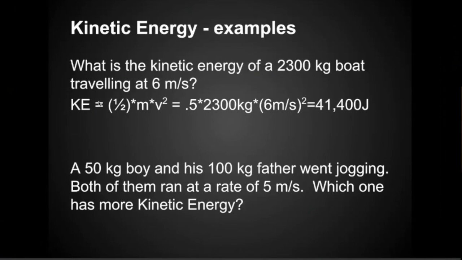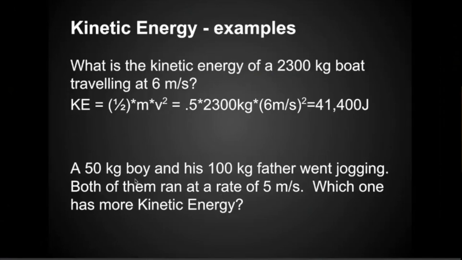Now, I gave two examples here. I only did one. What is the kinetic energy of a 2,300 kilogram boat traveling at 6 meters per second? And so I take our equation, KE equals 1/2 times m times v squared. And then I put in 1/2 is the same as 0.5. It's just easier to type that in. 2,300 kilograms is the mass times 6 meters per second squared. Now notice only 6 meters per second gets squared, not 2300, not the whole thing. It's just the 6. So it becomes 0.5 times 2300 times 36 because I squared that. And that comes out to be 41,400 joules.